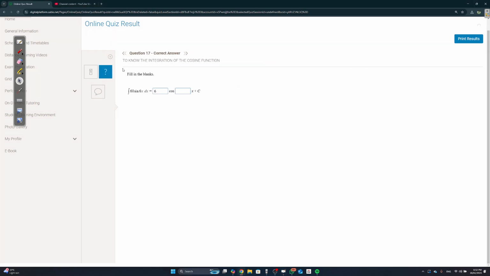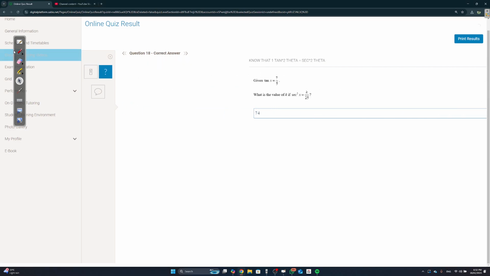Question 17. Integral of 24 cosine 8x. Again, constant, you take it outside. 1 over a, so times 1 over 8. Times integral of cosine is sine 8x plus c. Cancel, you get 3 sine 8x plus c.